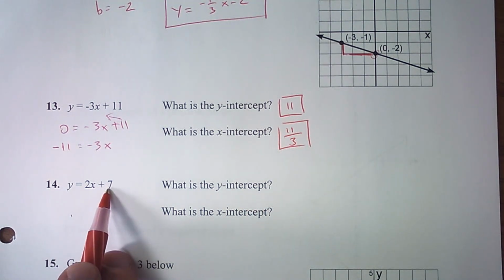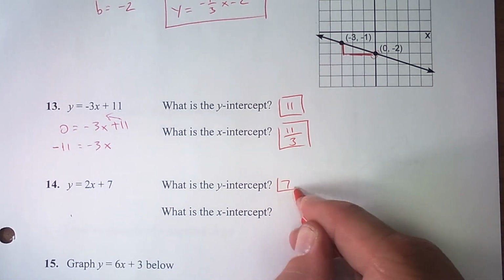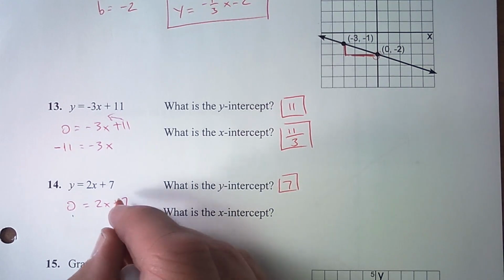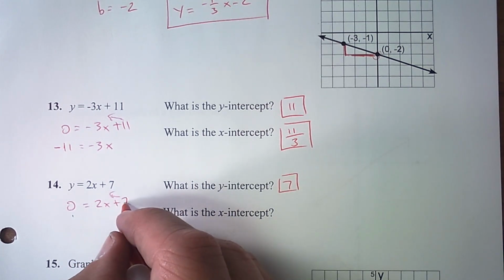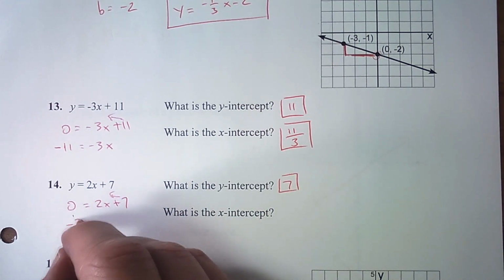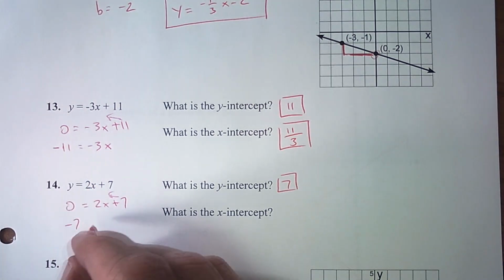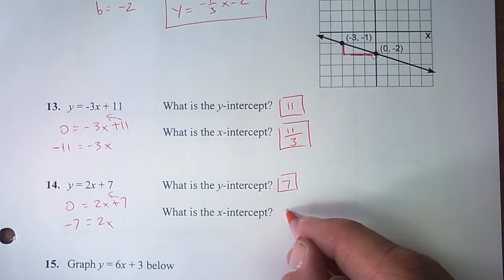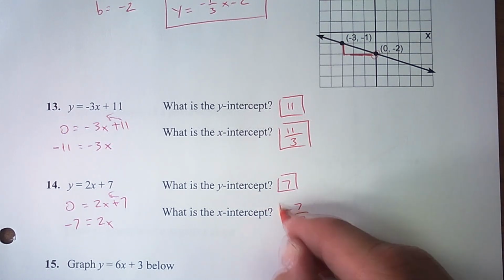What's the y-intercept? It's 7. The x-intercept, 0 equals 2x plus 7. Move that 7 to the other side. It's positive here. It becomes negative on the other side. -7 equals 2x. And divide, and I will get -7/2.